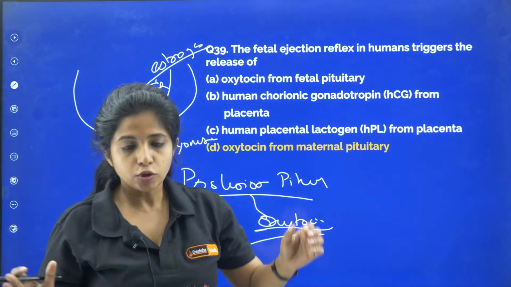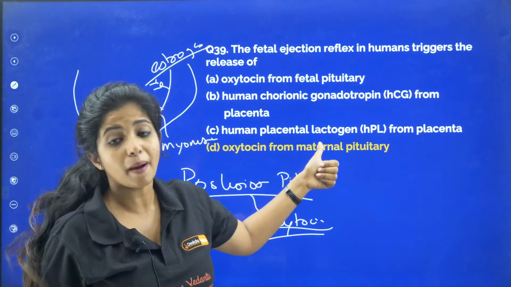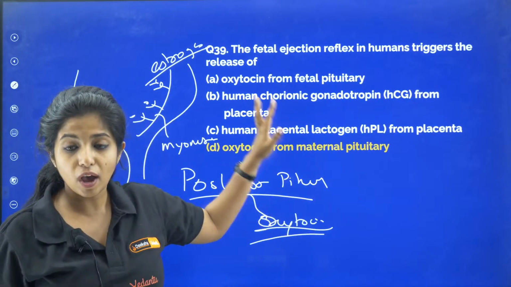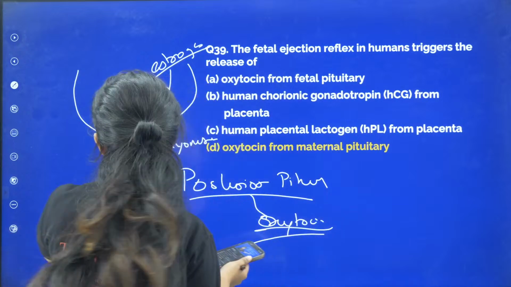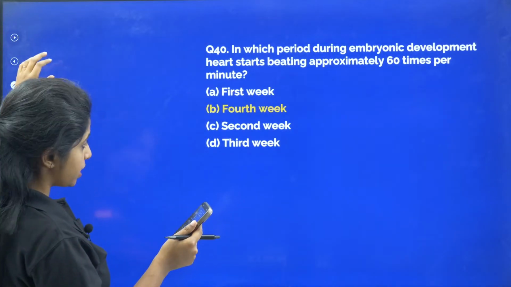This is what happens. So in the fetal ejection reflex, what happened? Oxytocin from the maternal pituitary is going to be released. If you have any more options apart from this, you can go ahead with what I tried to explain. Okay? Works? First year questions, I would be coming to that.